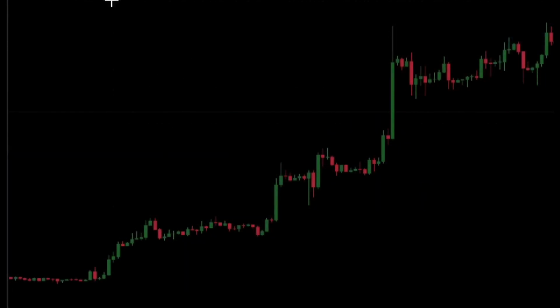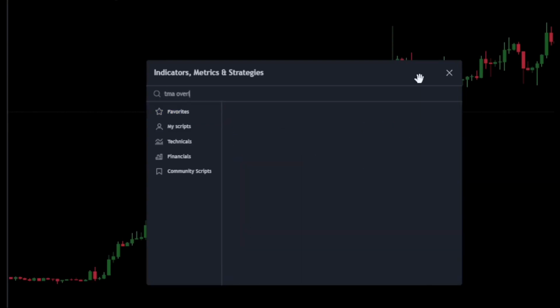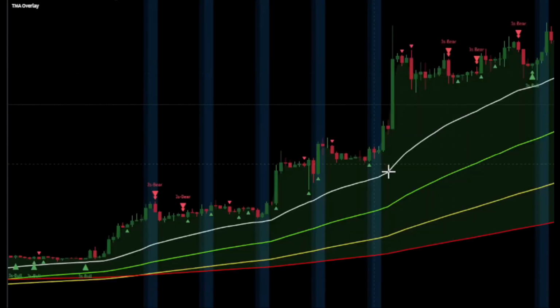Without wasting any more time, I am going to explain this strategy to you. First, we are going to add the main indicator of this strategy, which gives us excellent information about what is happening in the market. The indicator is called TMA Overlay, created by RTFXC. We add it to the chart and we are going to change its inputs.